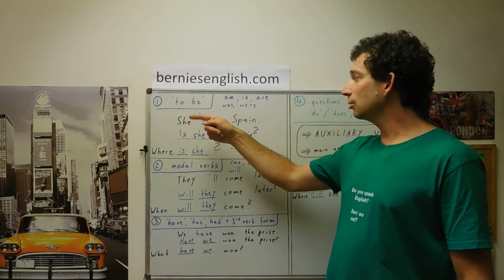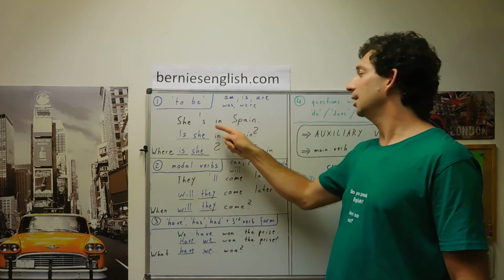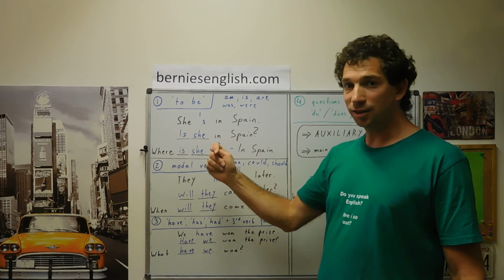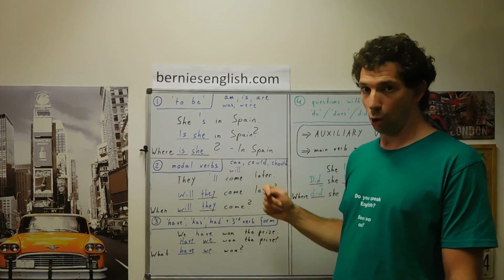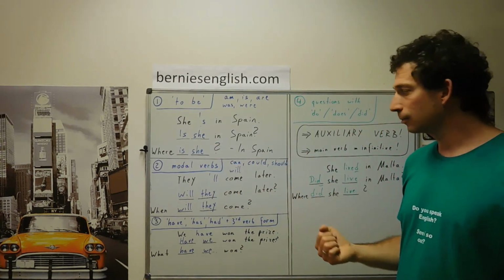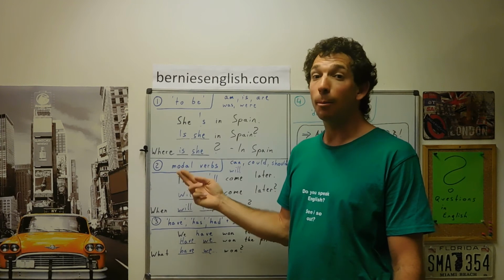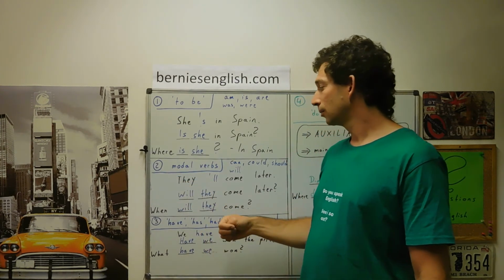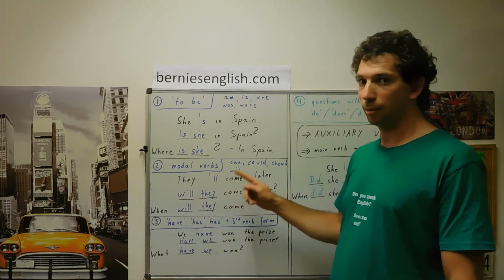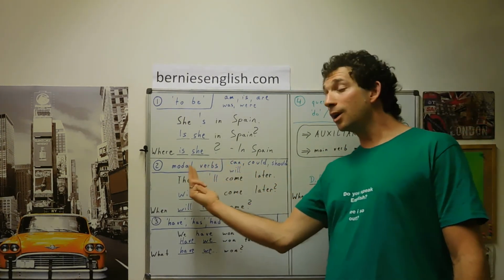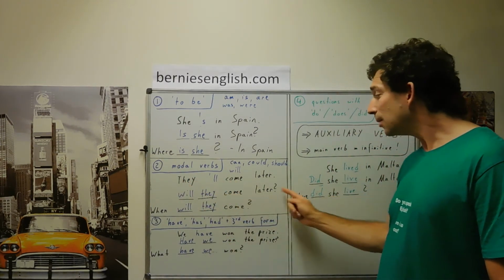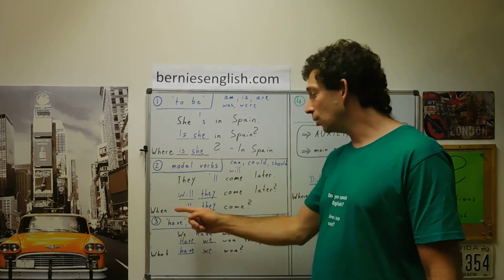So, questions with to be. She's in Spain. She is in Spain. Turn around, she and is. Is she in Spain? Or where is she? In Spain. Questions with modal verbs. They'll come later, or they will come later. Turn around, they and will. Will they come later? When will they come?